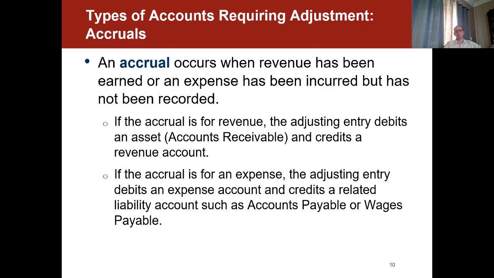And try to remember that. Revenues like to be recorded on the credit side, and that's why in the adjusting entry we credited the revenue account. When we have a case for an expense, you remember that expense is on the debit side. They like the debit side, and that's why we debited the expense account and we credited the accounts payable or wages payable or whatever kind of liability that we have to record.